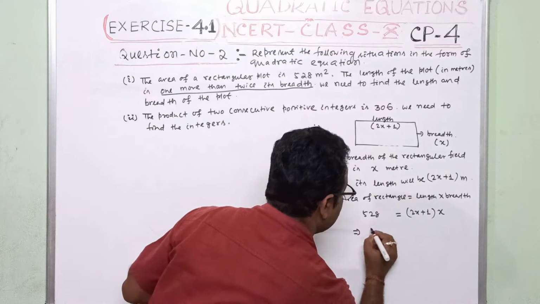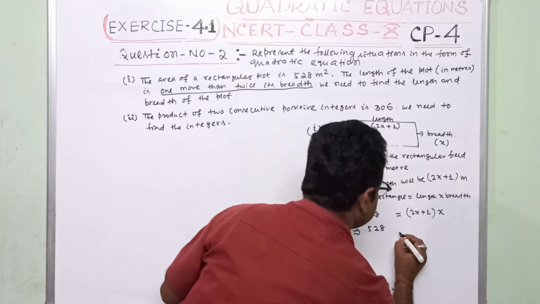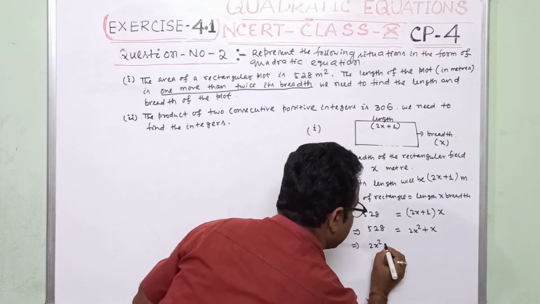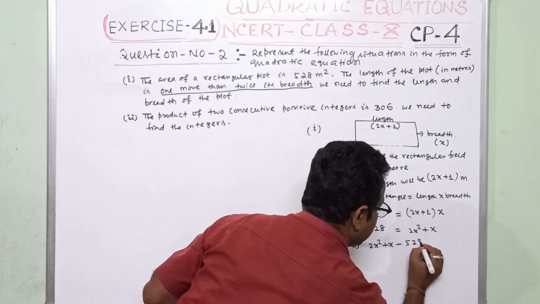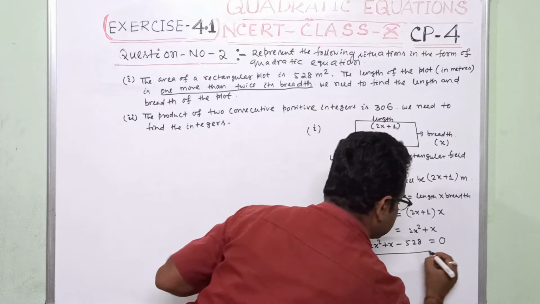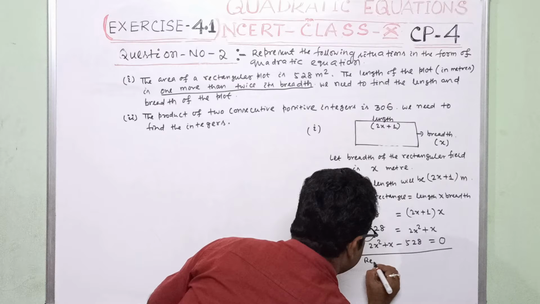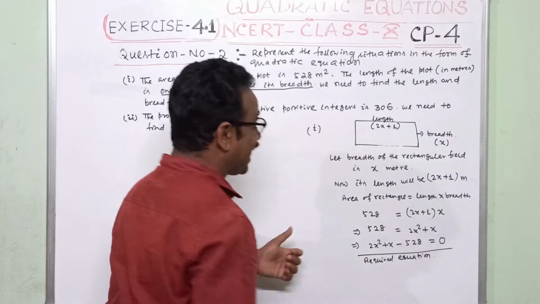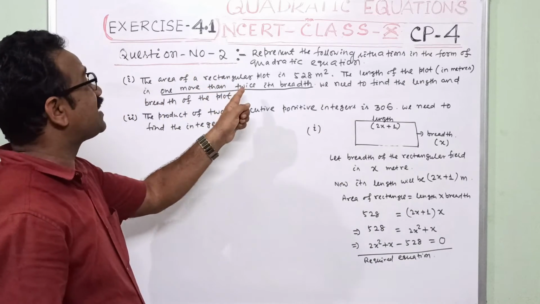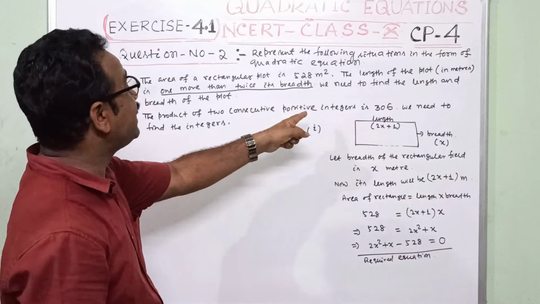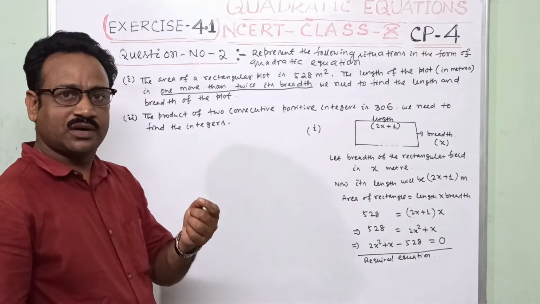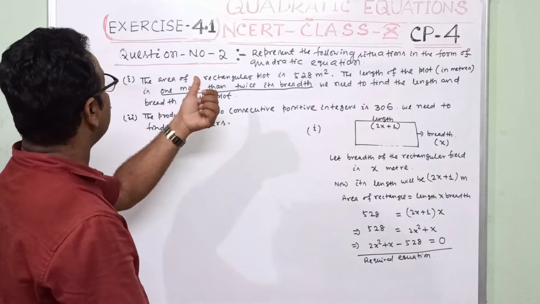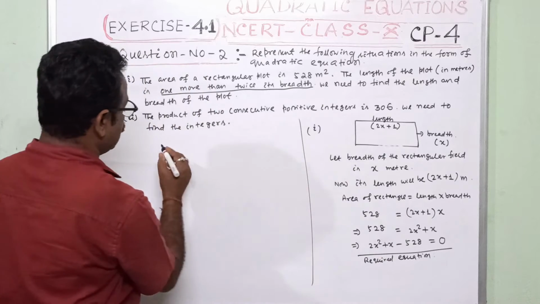So that implies 528 is equal to 2x square plus x. That implies 2x square plus x minus 528 is equal to 0. So this is the required equation as per the data given to find the length and breadth of the plot. Are you clear? Now move on to the next question.